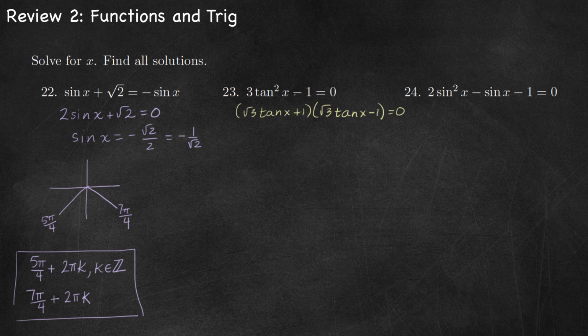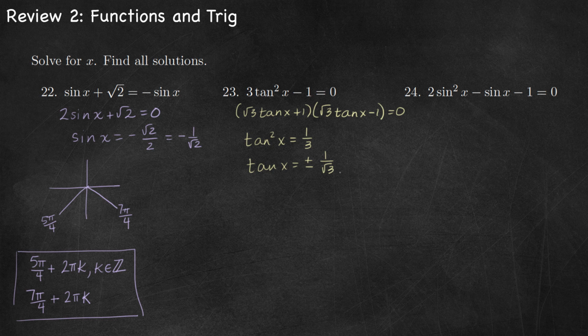We could also just add 1 to both sides and divide by 3. If you approached it that way, you would have tan squared x is equal to 1/3, and then you can take the square root of both sides, but there you have to remember that tan x could be plus or minus the square root of 1/3, or 1 over root 3. So either way, we get these two anchor solutions, plus or minus 1 over root 3.